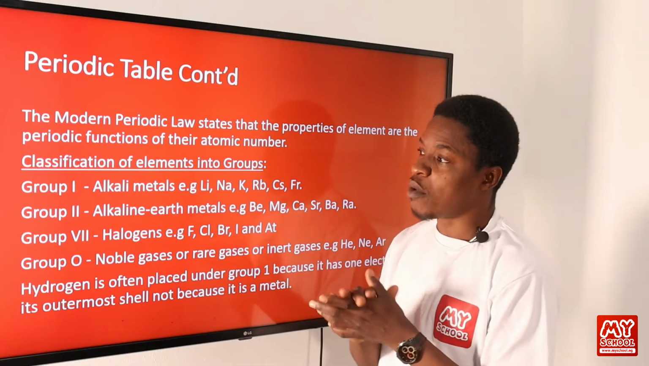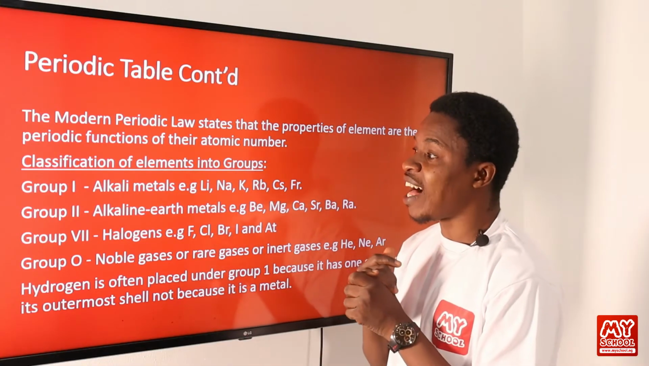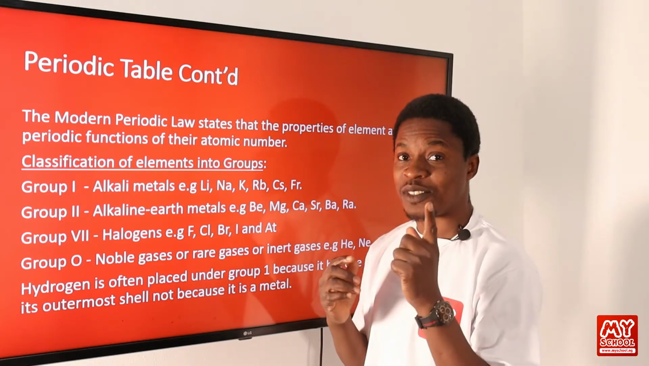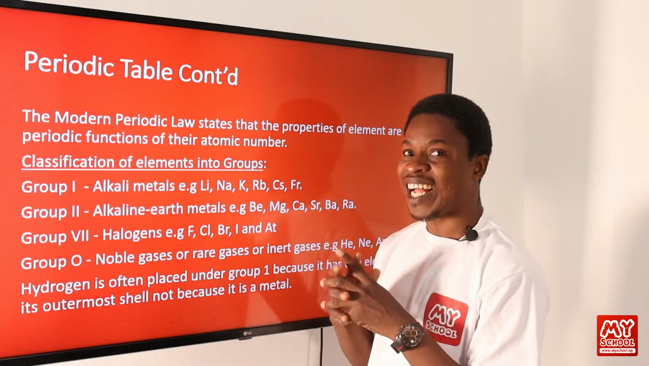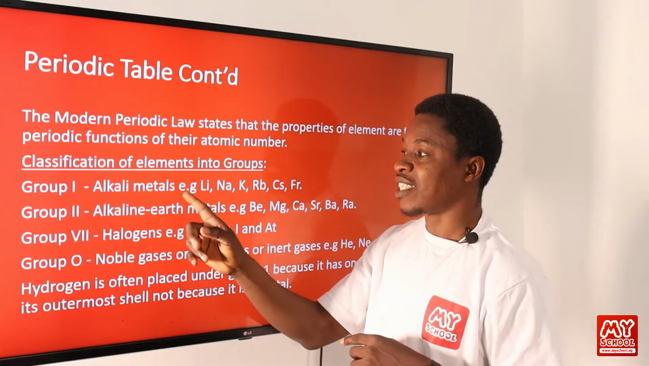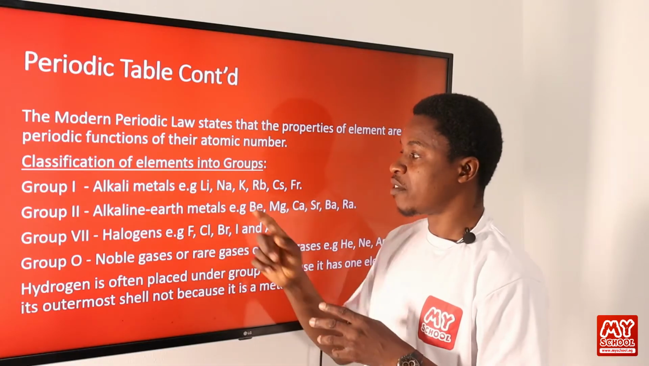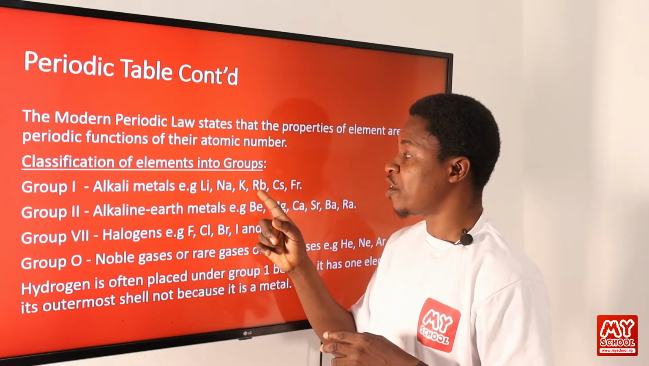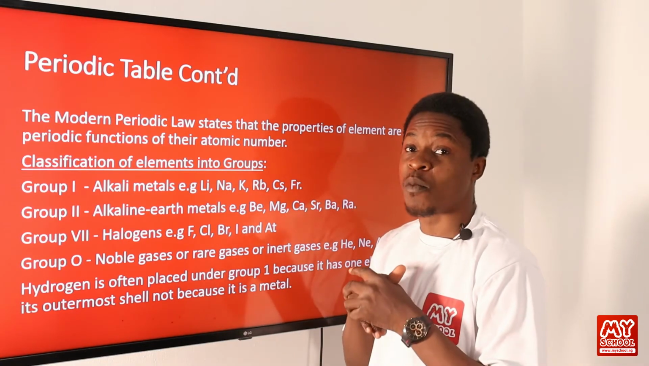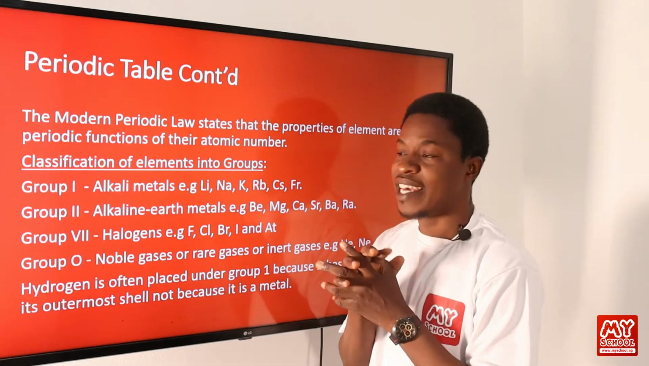So we look at group 1. Group 1 elements are referred to as alkali metals. Please take note: alkali metals, not alkaline. Look at the spelling. Examples are lithium, sodium, potassium, rubidium, cesium, and francium. Those are the elements you can find in group 1, and they are referred to as alkali metals.